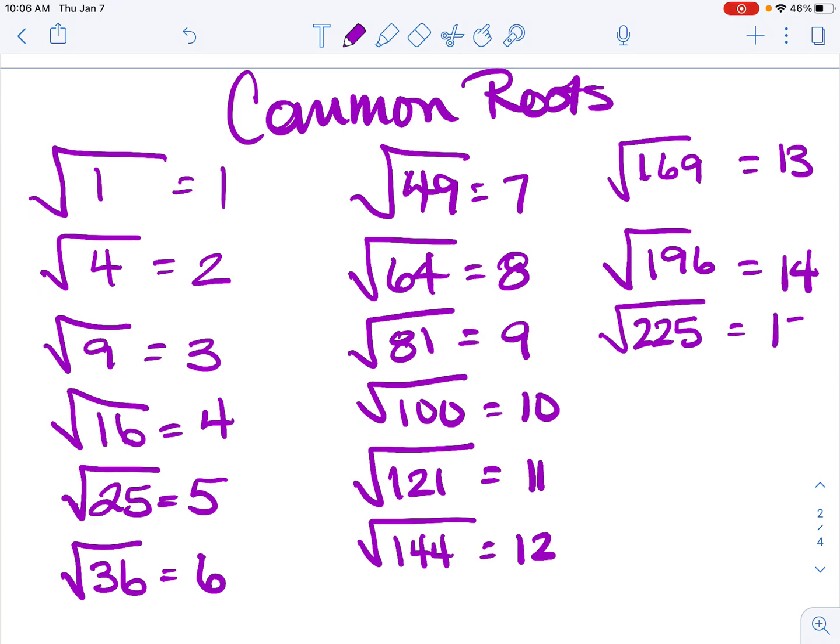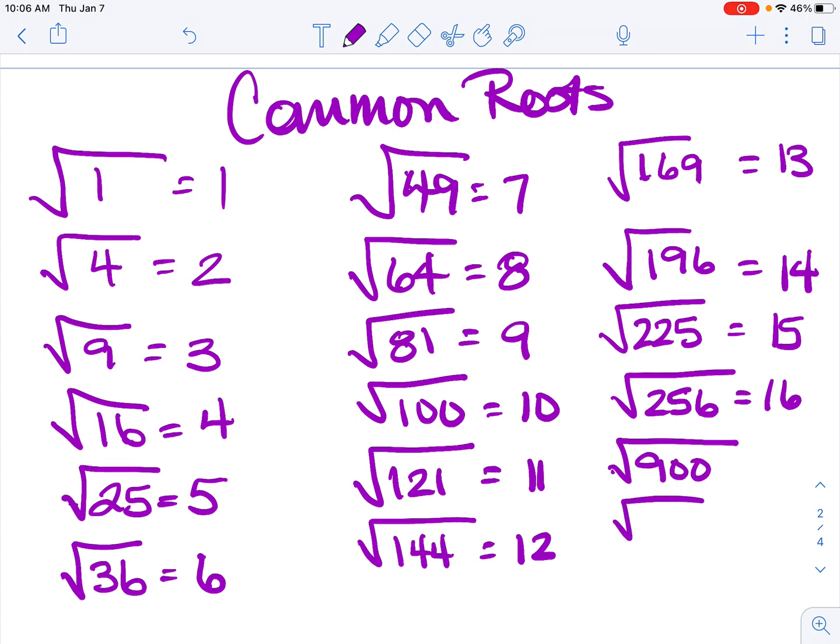225 is 15. 256 is 16. And then some bigger ones would be 900, 400.